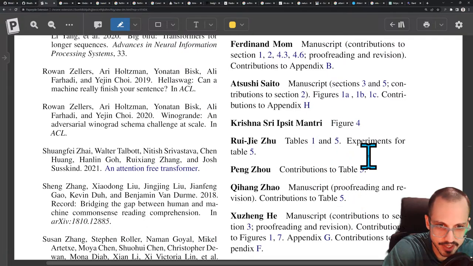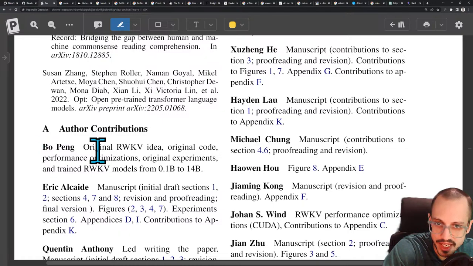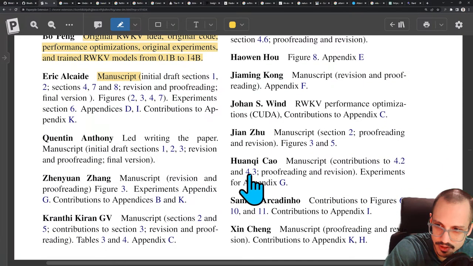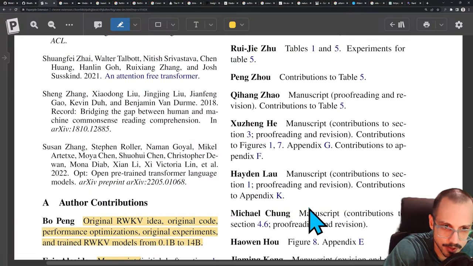This is all the people that did all the different things. Bo Peng is the original idea, the original code. Did all the original training. Eric Alcade is the person who wrote the paper, basically. I guess this guy also wrote the paper. Also wrote the paper. So really, it's just this guy did all the work, and then everybody else just wrote the paper.